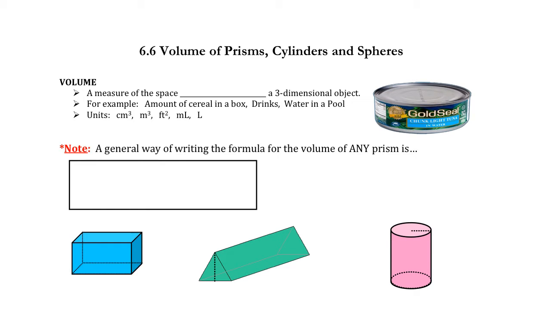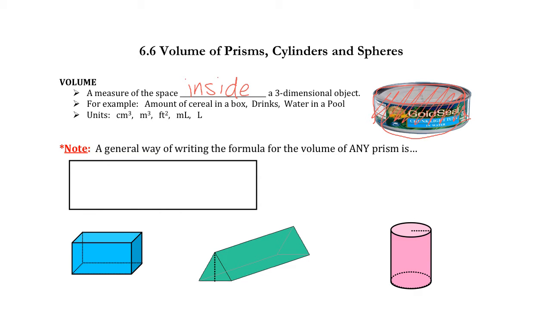For today's lesson, we're taking a look at volume of prisms, cylinders, and spheres. Just as a reminder, volume is a measure of the space inside a three-dimensional object. For this can right here, volume is the amount of space that fills up that whole can, the stuff that would fit inside of it.